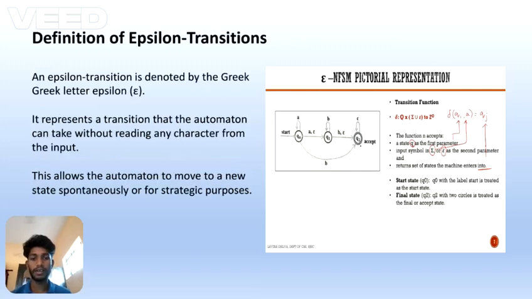Definition of epsilon transitions. An epsilon transition is denoted by the Greek letter epsilon. It represents a transition that the automaton can take without reading any character from the input. This allows the automaton to move to a new state spontaneously for strategic purposes.